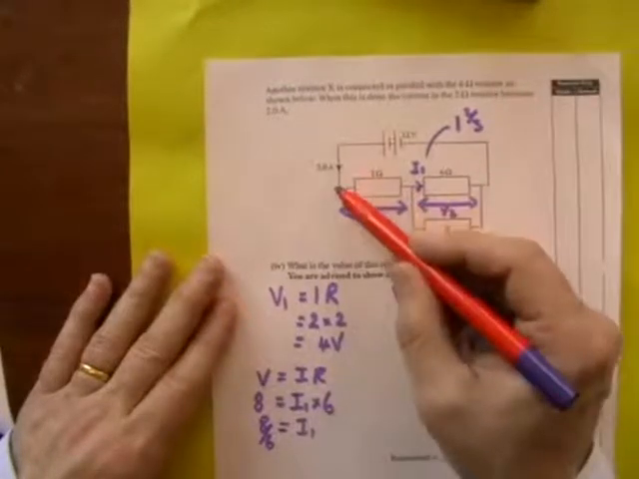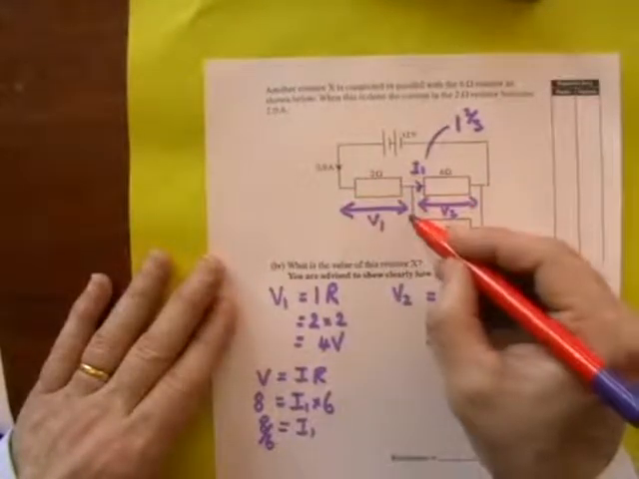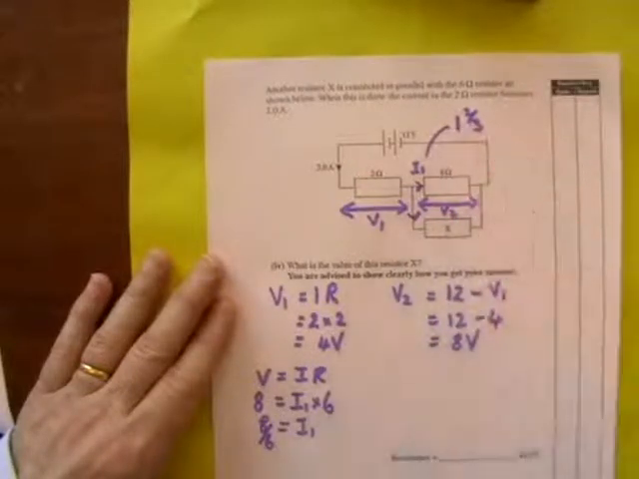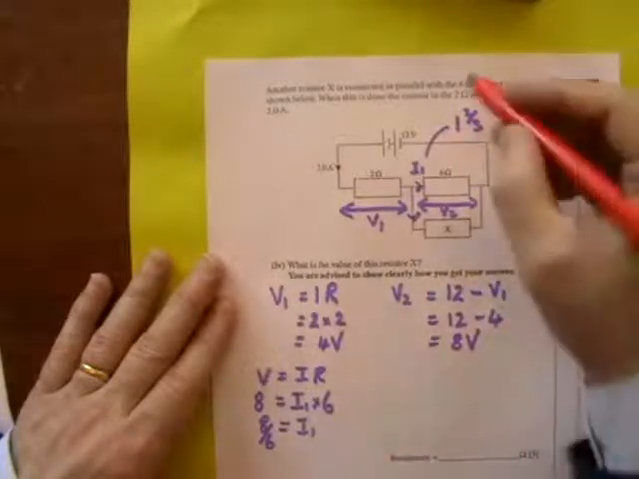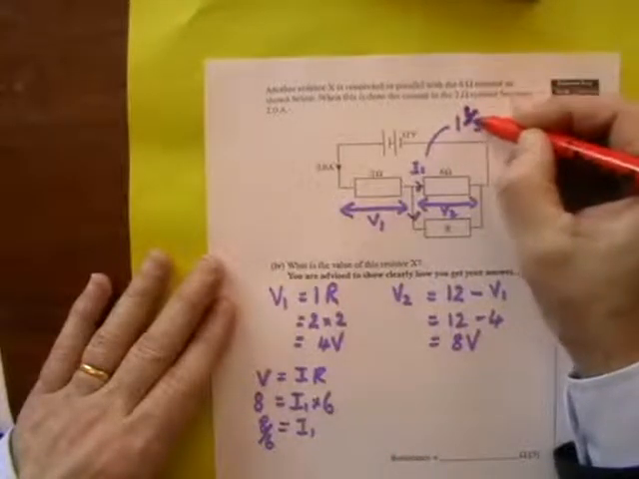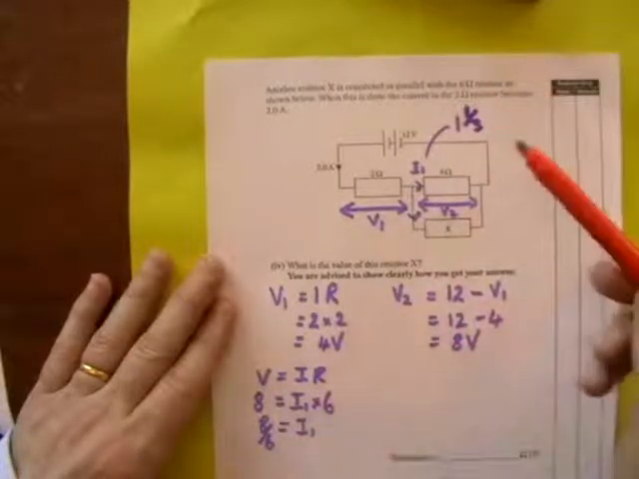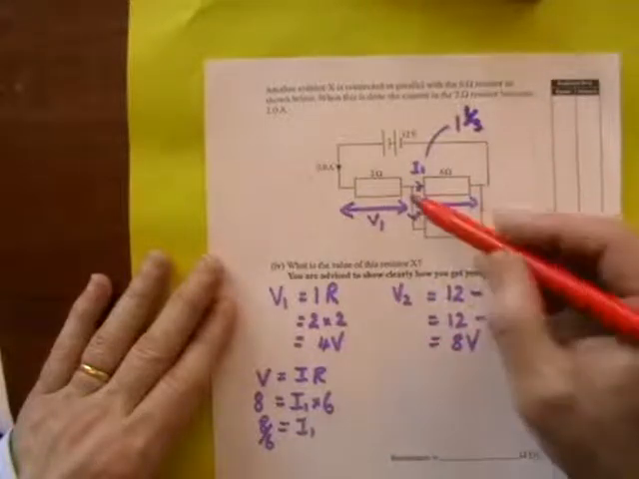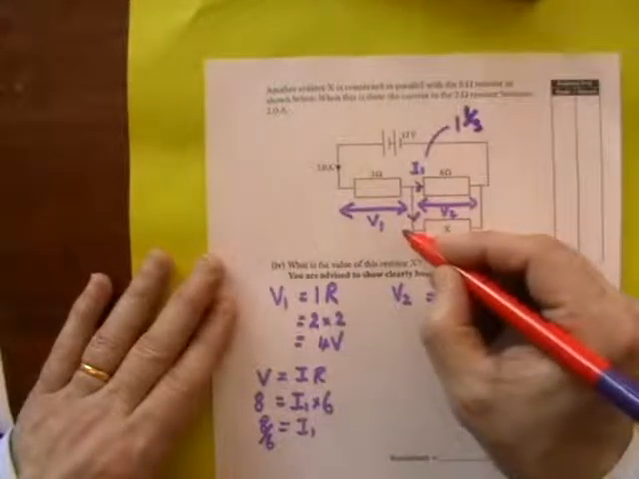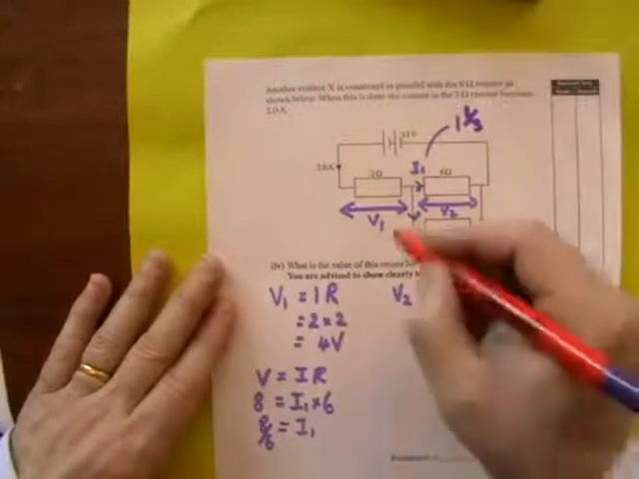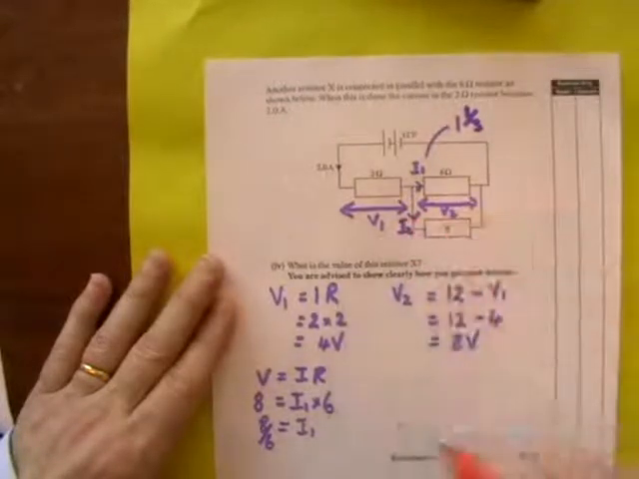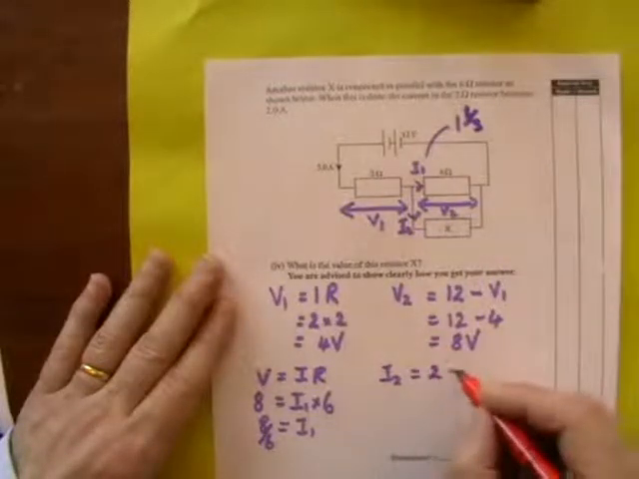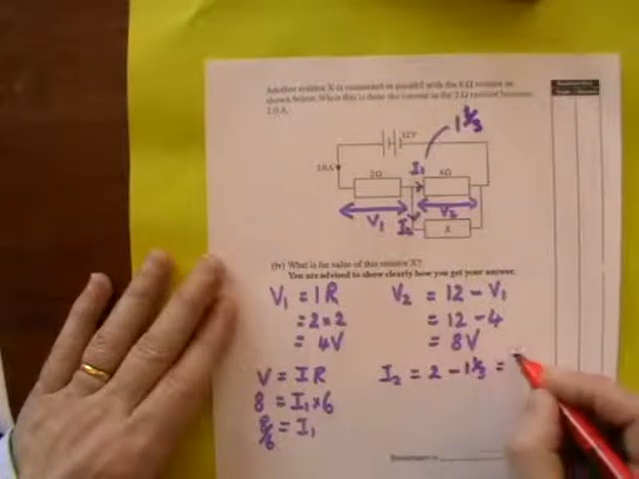If 2 amps comes down here and comes along here, then the current that goes down here is... that's 1 1/3. Right? 8 over 6, 1 2/6, 1 1/3. So the current that's flowing down through here, if I call that I2, is equal to 2 amps coming in minus 1 1/3, which is equal to 2/3.